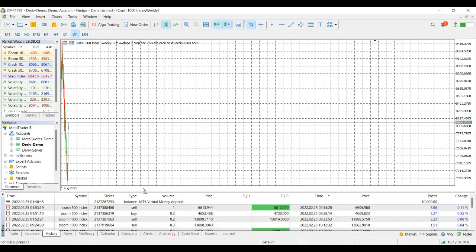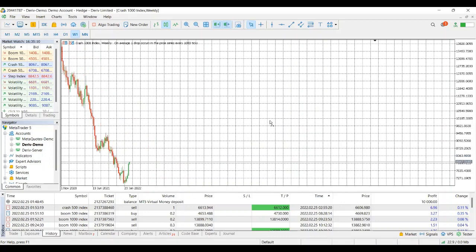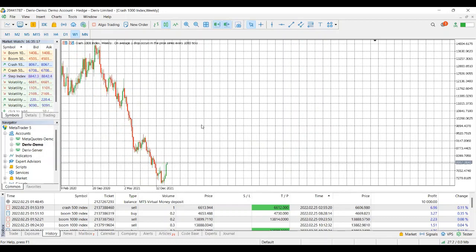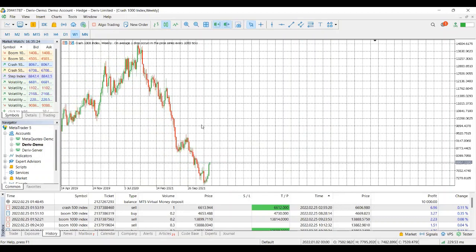So I'll check W1 first. Like I said, broker's favorite time frame, W1. I need to know what's happening here. Taking some time to look. 2019 to 2022. Okay, good. So basically, we've been trending downwards on Crash 1000. Based on the broker's favorite time frame, it's a downtrend, solely a downtrend.